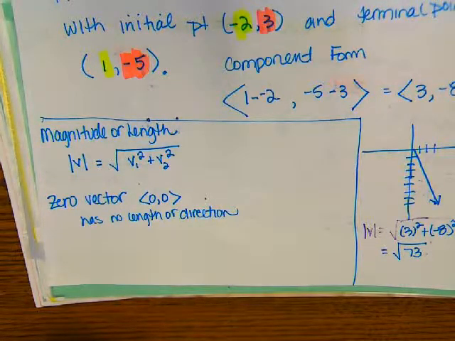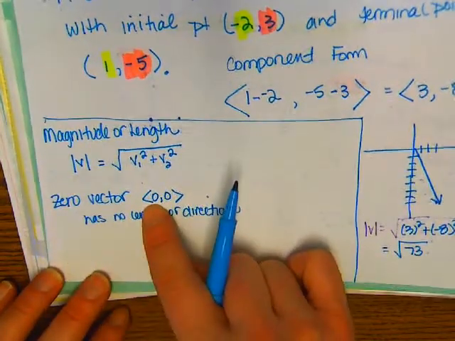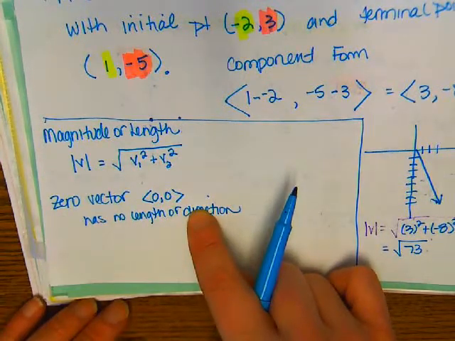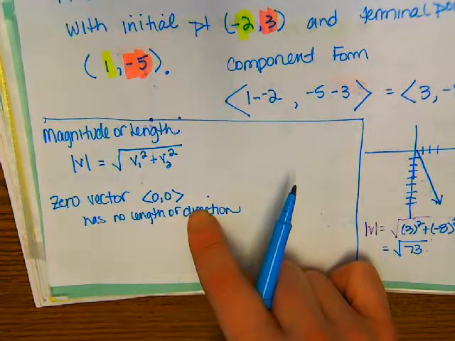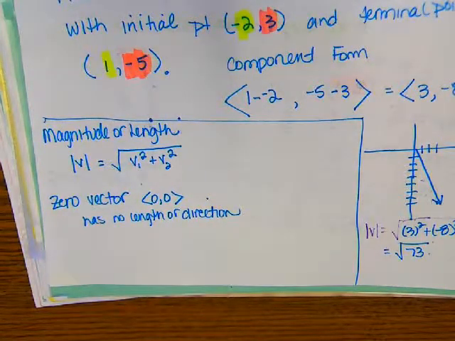Okay, so we've talked about how to find the magnitude or length. We've also talked about the zero vector. The last thing that we should do is some operations with vectors to refresh your memory. There's no such thing as multiplying two vectors together. There's just no application for it. But it would make sense to add vectors.